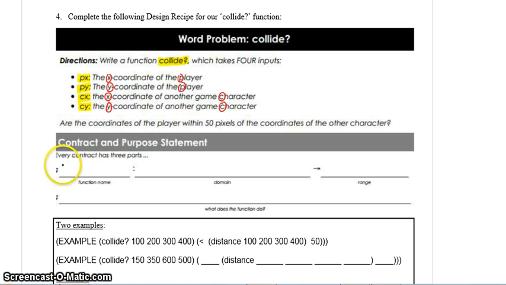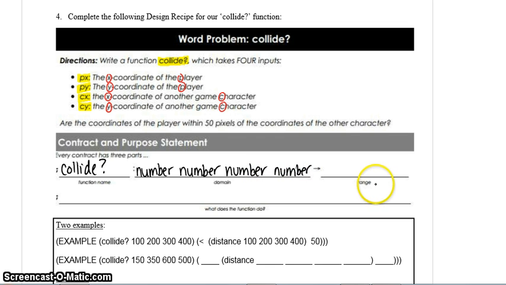So for our contract, the function name is collide with a question mark. The domain says that the 4 inputs are the 4 that are given here. Those are actually the same 4 inputs that were for our distance function. So the domain is actually the same. Number, number, number, number. But this time our range, it says what the function is supposed to do. Are the coordinates of the player within 50 pixels of the coordinates of the other character?